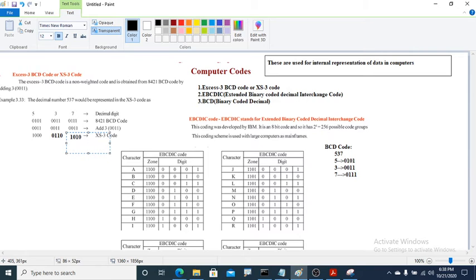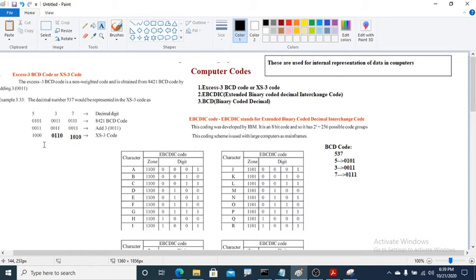Finally, 1 will be placed here. Okay? So all of you know that 7 plus 3 gives 1 0 1 0, and if you convert it into decimal, you get 10 only. So this is the final answer. This is an XS3 code. So 1 0 0 0 1 1 0 1 0 1 0 is the XS3 code for this 537. Okay, this is about XS3 BCD code.